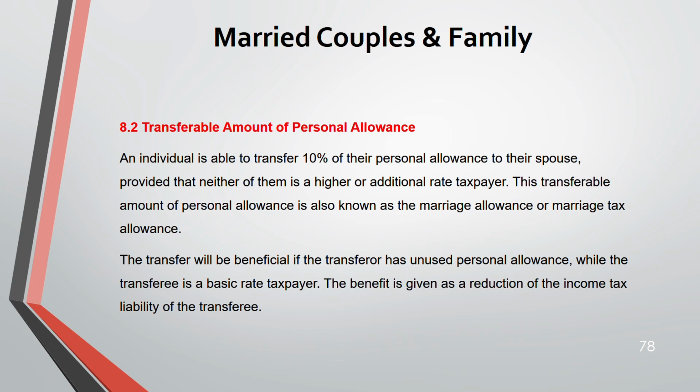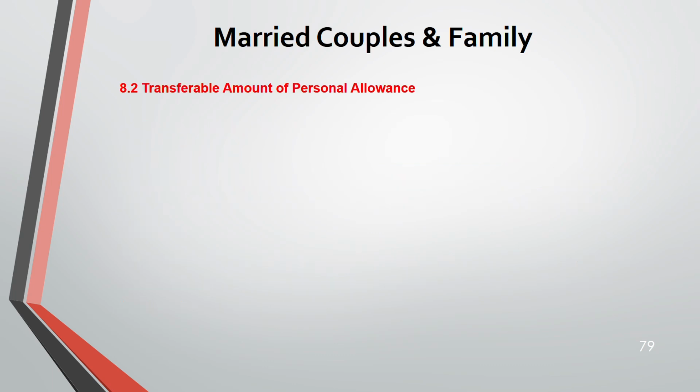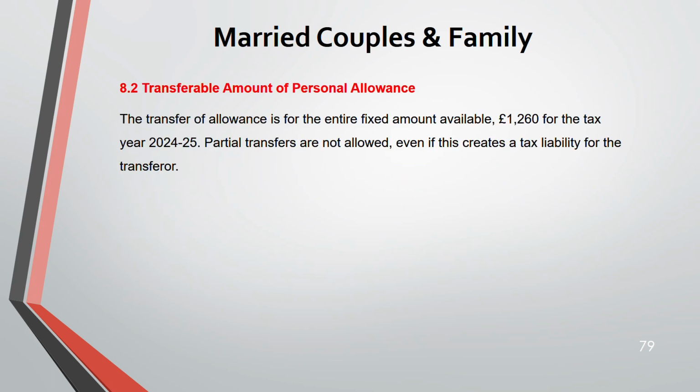So how is this benefit given? Simply deduct this from your income tax liability, not your income. Once you calculate your income tax liability, from there you deduct this. Of whom? Of the transferee. From the income tax liability of the transferee, you reduce this. Next. For this year, 24-25 tax year, the marriage allowance is fixed at 1260. If you check the personal allowance, it is 12,570. So if you take 10% of 12,570, it's 1257. They have given a rounded-up figure. Rather than giving 1257, they have given 1260.